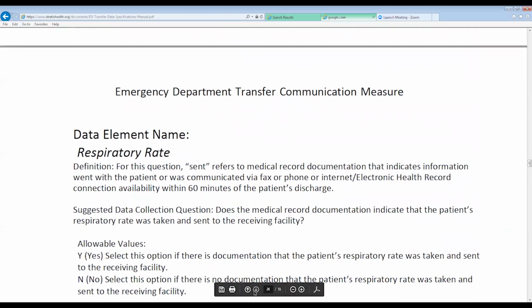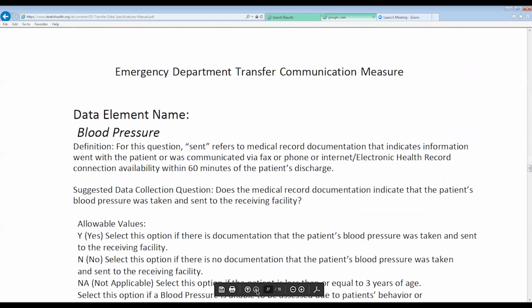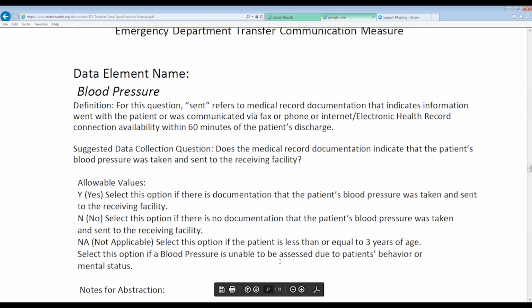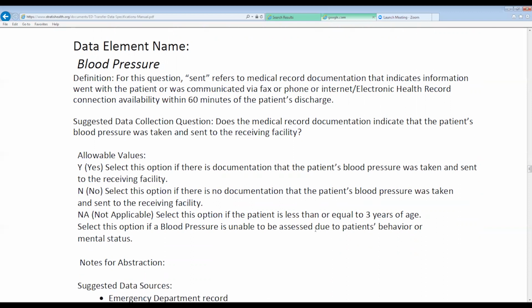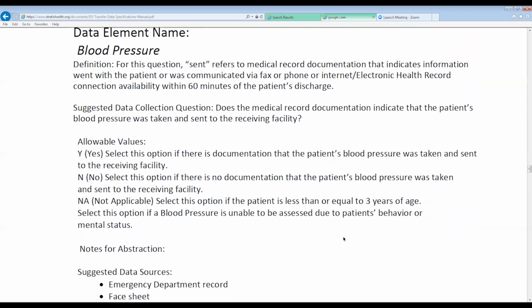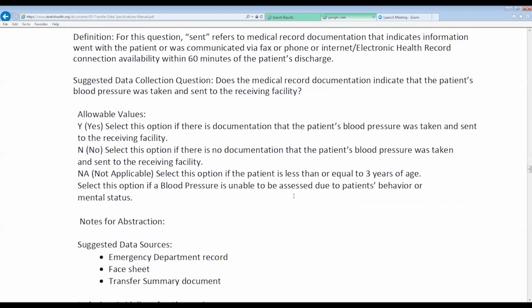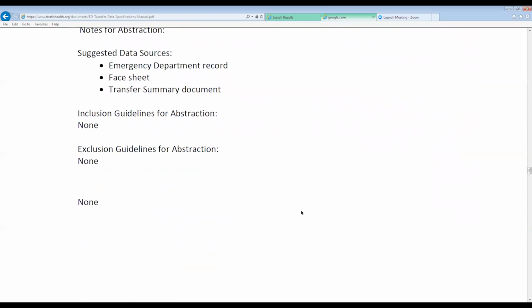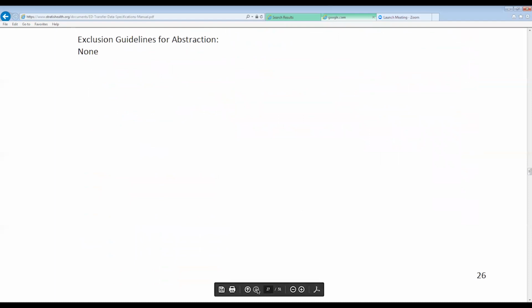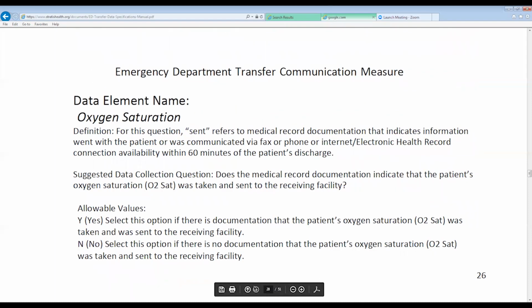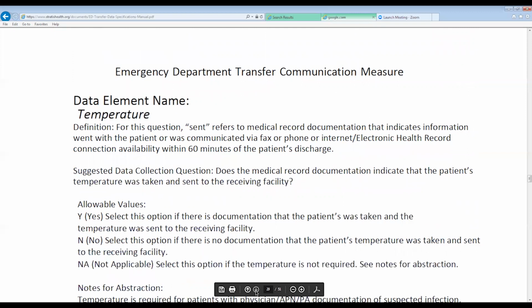And respiratory rate, the rest of these vitals, blood pressure. The only not applicable there would be if the patient is 3 years of age or less, then we don't require that there was one. Or if you couldn't assess the patient because maybe they were combative or there was a physical problem and you couldn't get it, then it could be an NA. Oxygen saturation, same thing, consider that as part of the vitals.